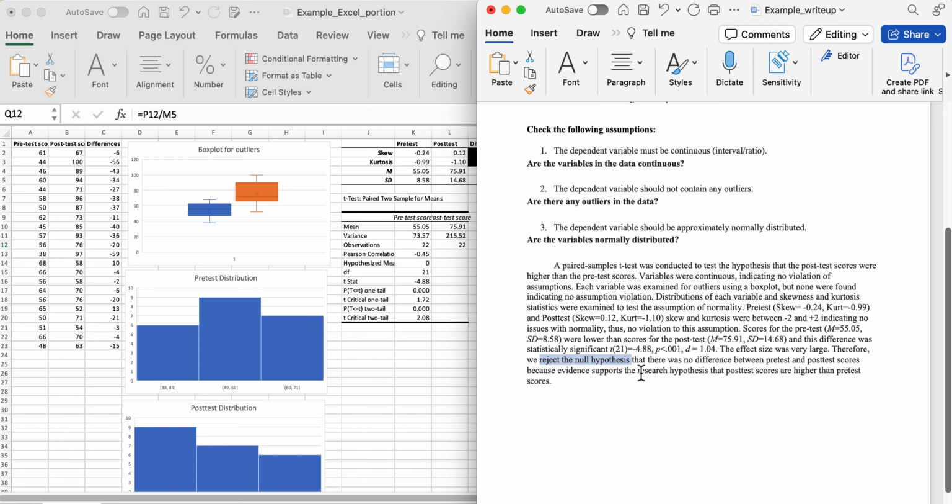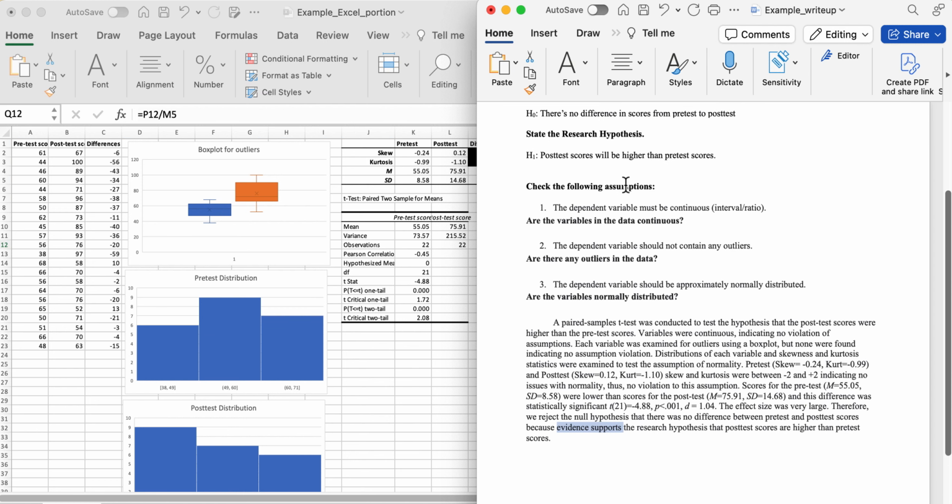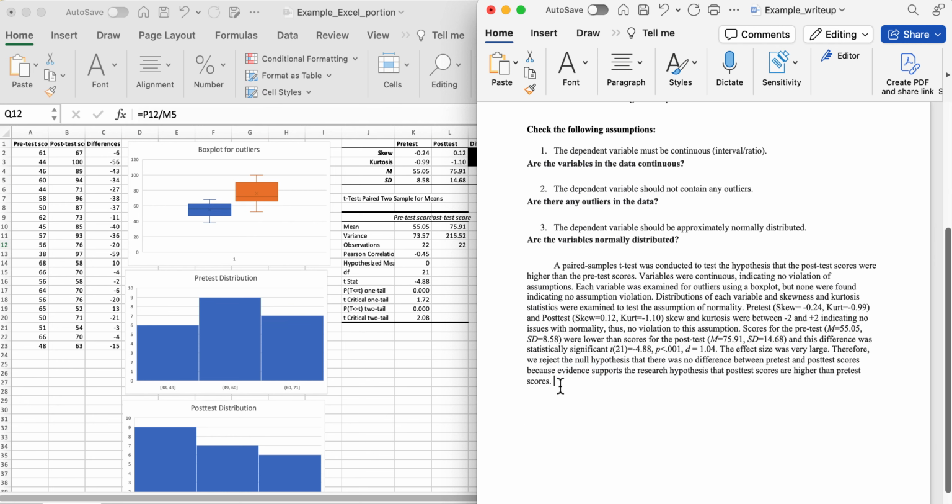So we're rejecting that. Okay, we're rejecting the null hypothesis that there was no difference between the pretest and post-test scores because our evidence supports the research hypothesis. The research hypothesis is that post-test scores are higher than pretest scores. So that is basically saying, okay, we have these two groups, where they took the pretest, they took the post-test. We're testing the difference in means. Is this mean higher than that mean?